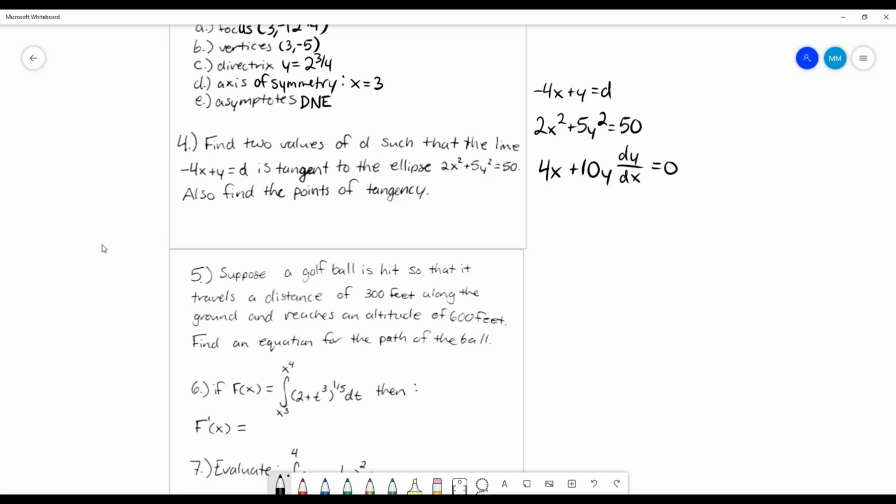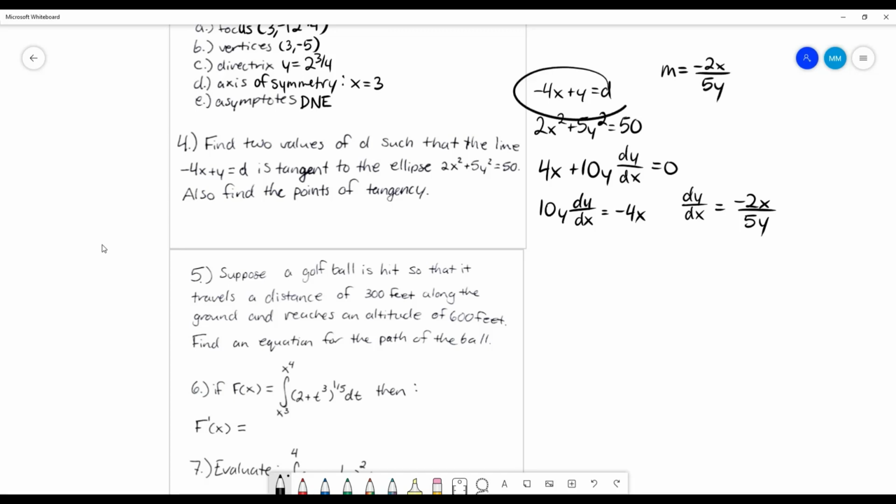Of course, and then I just manipulate that to isolate dy dx, so it's going to be 10y dy dx equals negative 4x. And then, of course, divide off that 10y, so I get dy dx equals negative 4x over 10y, or negative 2x over 5y, if I simplify that. So this is going to be the slope at any given point. That slope is going to be this.